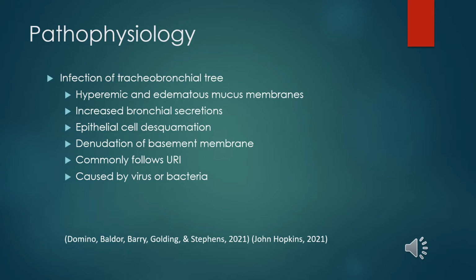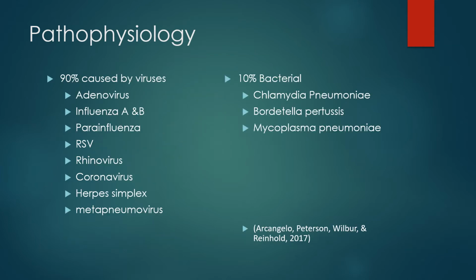Acute bronchitis is commonly seen after an upper respiratory tract infection that has been caused by a virus or a bacteria. As you can see on this slide, 90% of the causes of acute bronchitis are viral, and only 10% are bacterial. So this will indicate why it is not commonly needed to treat this with an antibiotic. Some very common ones are influenza A and B, parainfluenza, the rhinovirus, the coronavirus. Those are very common viruses we see during the winter months.